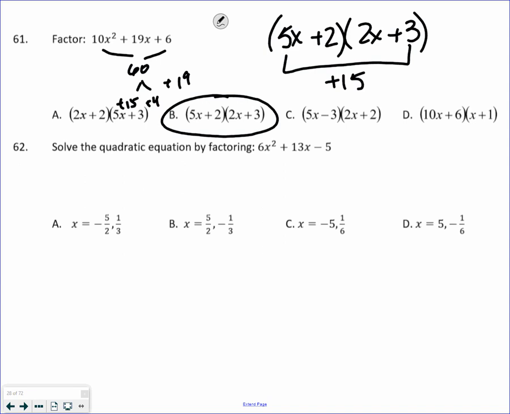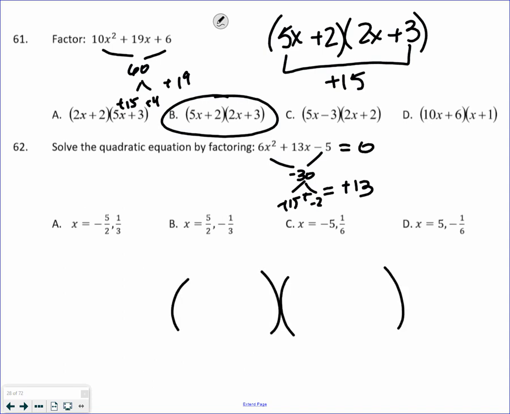Next one, solve the quadratic equation by factoring. So really this should equal 0 if we're going to be solving by factoring. So let's multiply the outside two numbers together. I get negative 30 that add up to 13. So you're talking about 15 and negative 2. Set the outer. So I'm going to set the outer as positive 15.